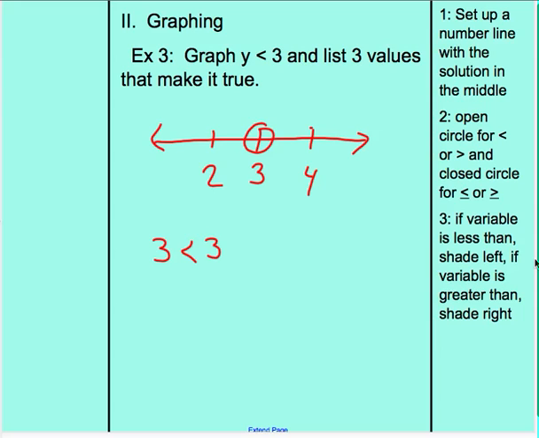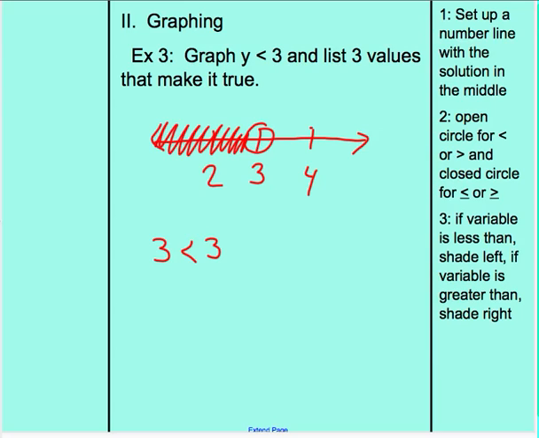Well, we have y is less than 3, so we are going to shade the values on our number line that are less than 3. So that's the first part, that's the graphing. The second part is listing 3 values that will make it true. Any value less than 3 will make this inequality true.